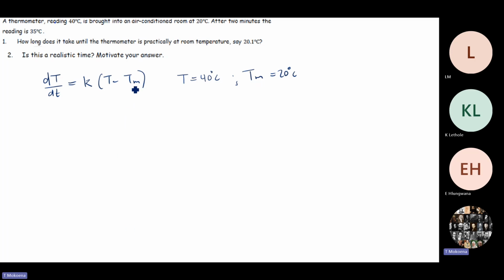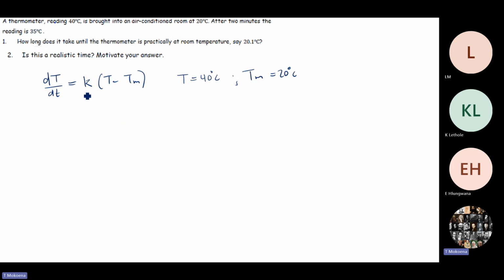Again, this equation looks different from what we did. Are we still going to apply Bernoulli? Are we going to apply linear? Are we going to apply separable? Are we going to apply homogeneous? We're still going to apply separable to make our lives easier.